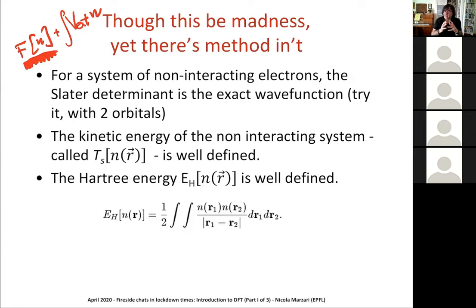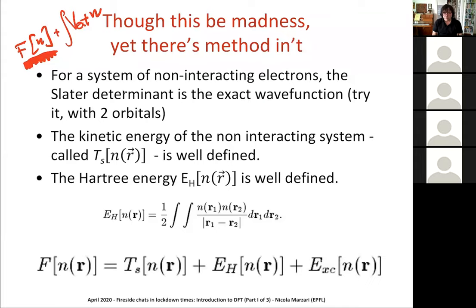It's like pizza. For those of you that have eaten pizza in Naples and pizza in Chicago, same name, but two completely different things. T and TS, same thing. But the kinetic energy TS, the Chicago pizza, was at least getting the shape, the thickness of the right pizza. So they have a well-defined TS. They say the second term, we call it the Hartree energy.